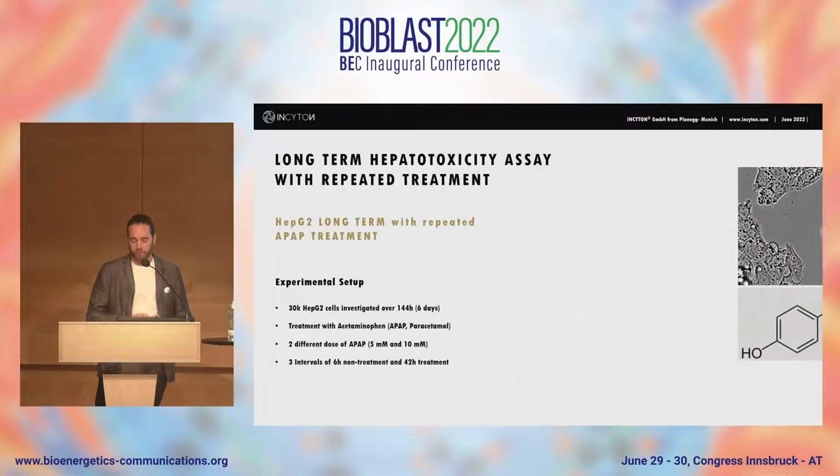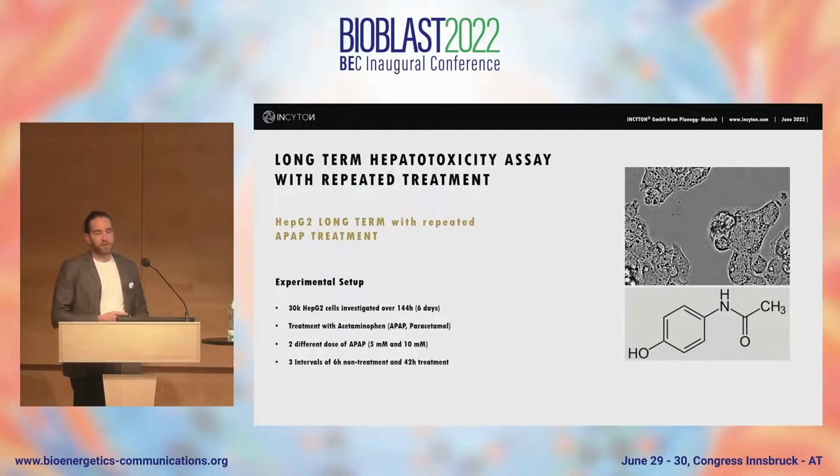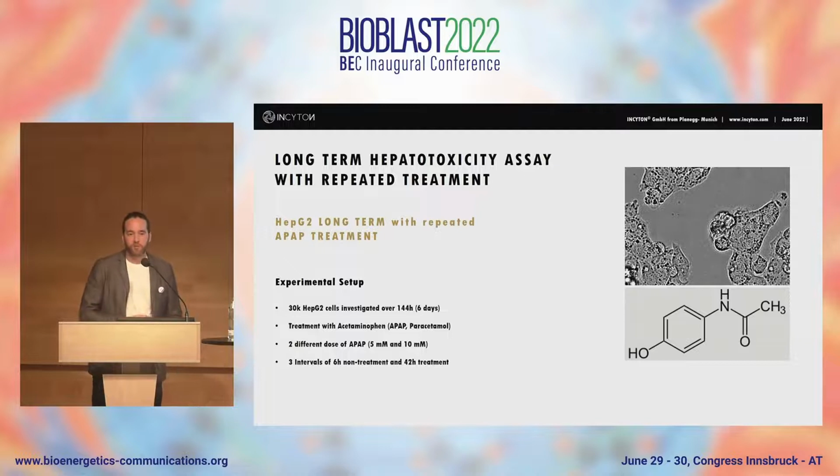We have learned that long-term experiments can go up to 2 years, mostly if the cells survive, but we also did long-term experiments. Our long-term is not very defined; in our meaning, it is experiments longer than 3 days. Here we measured the same liver cells over 6 days. We used 30,000 cells and the concentrations of 5 and 10 millimolar APAP respectively. We made a 6-hour washout followed by a 42-hour treatment.